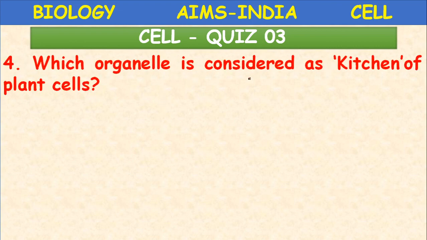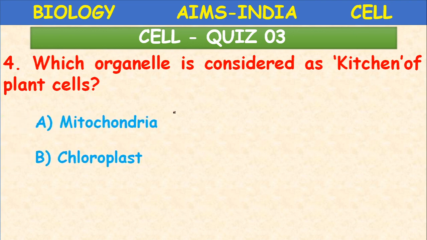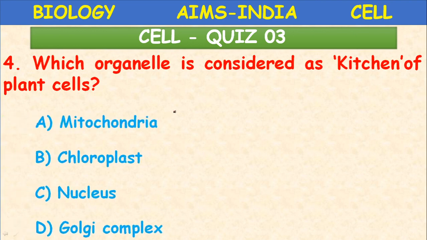Which organelle is considered as kitchen of the plant cells? Mitochondria, chloroplast, nucleus, Golgi complex. What is the meaning of kitchen? Preparation of food takes place in that. So in which part of the cell does the preparation or synthesis of food occur? Yes, chloroplasts. Chloroplasts are called kitchen of plant cells.